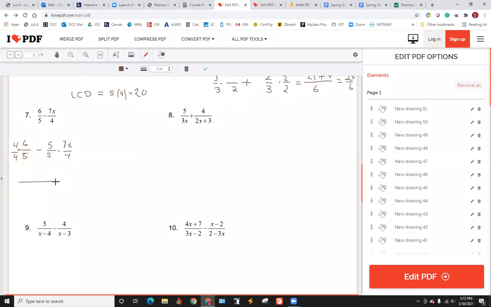So let's put everything over that common denominator. 4 times 6 is 24. Minus, and it's 5 times 7x, which is 35x. All right, now, anything we can do here to simplify? I don't believe there is, because there's no common factor between 24 and 35.